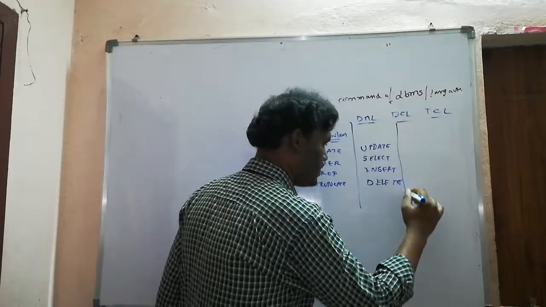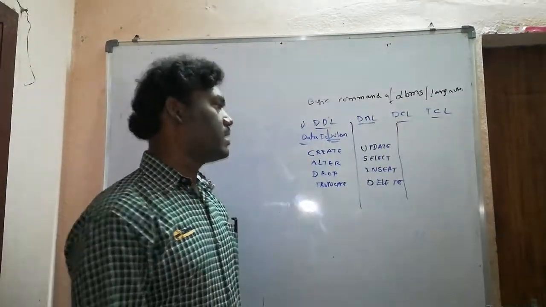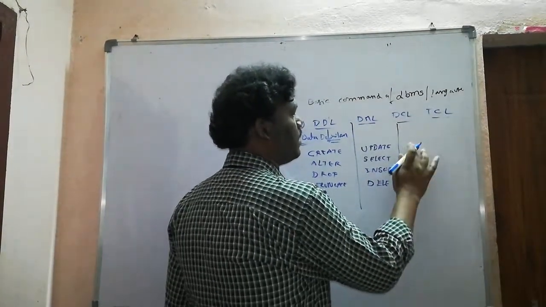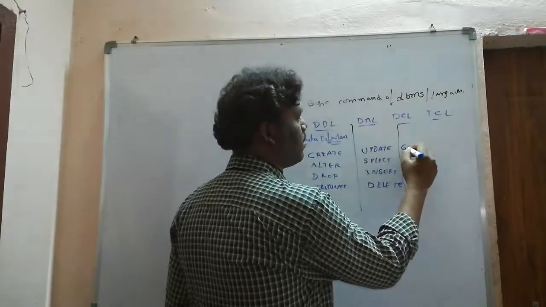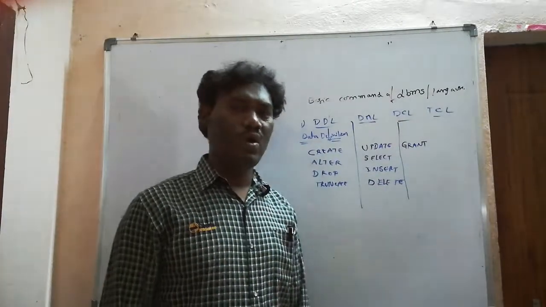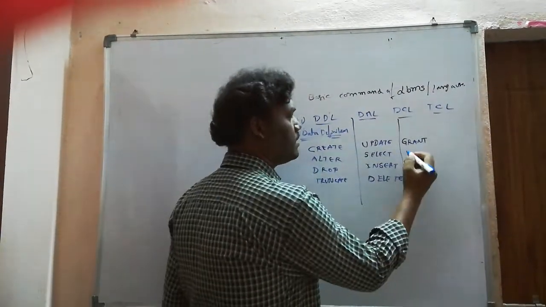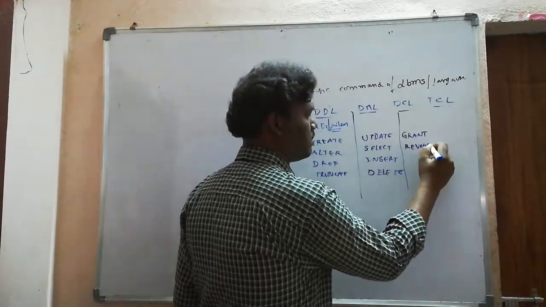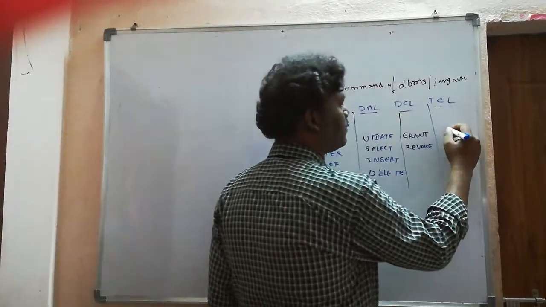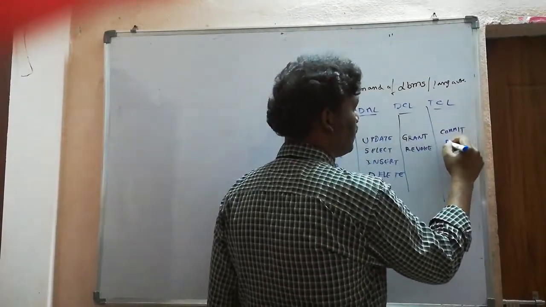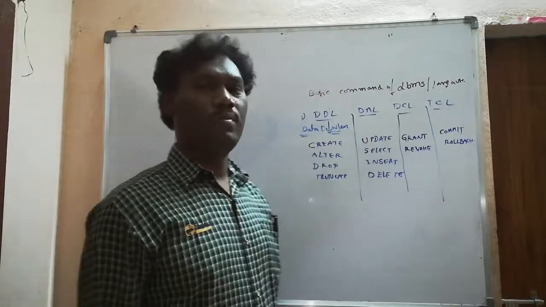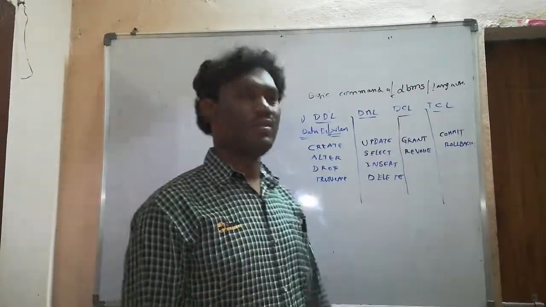Another type of command is the data control language. How do we control? It is about the users: how to allow the users to access, grant the users, and at the same time remove the users. Another one is the transaction control language. Those are commit and rollback. These are the transaction control languages.